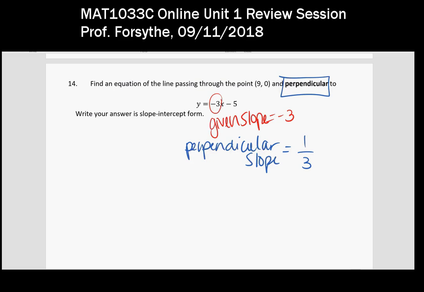So we're going to use that 1 over 3 for our slope, and then we're going to use this point, and then we're going to use point slope form. Y minus y1 equals m times x minus x1.